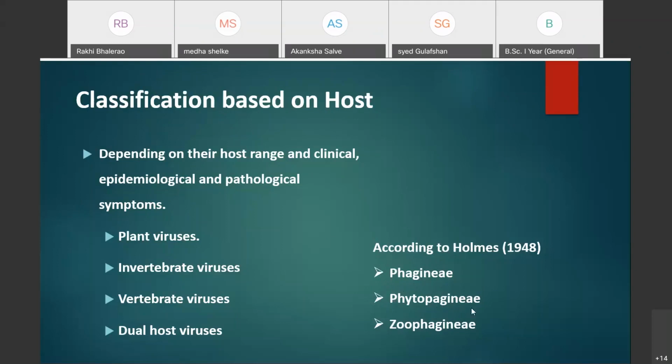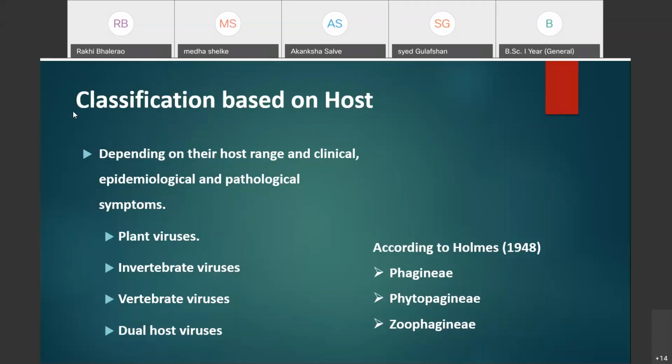Then the second one is the phytophagini. Phyto means plant, that means the viruses which are infecting the plants are included into the phytophagini. And the third suborder is the zoophagini. Zoo means animals, that means the viruses which are infecting the different animals are included in the suborder zoophagini. Thus according to Holmes, all the viruses are included in the single order virales, which is divided into three suborders: phagini, the viruses infecting the bacterial cell; phytophagini, the viruses infecting the plants; and zoophagini, the viruses infecting the animals.